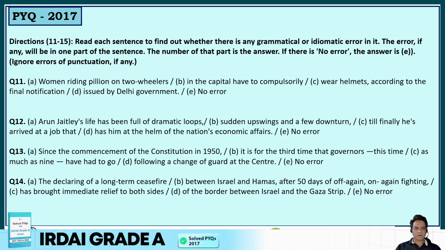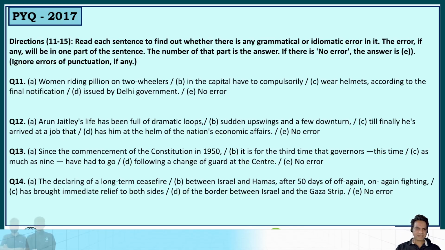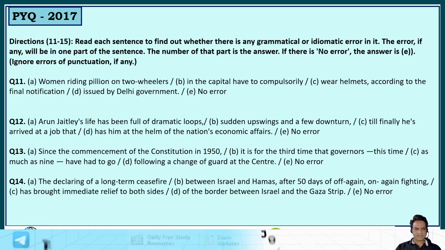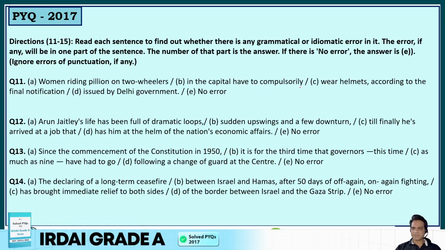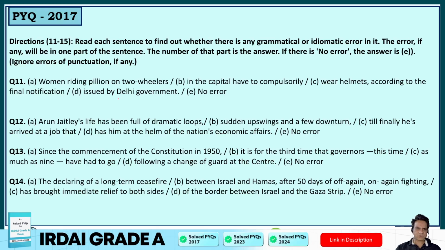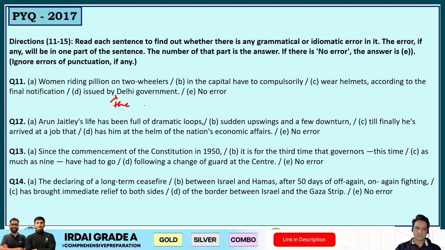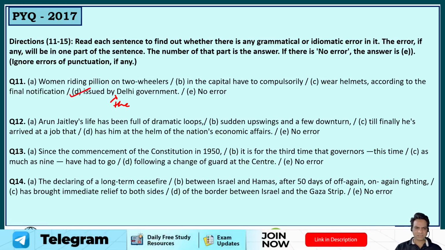Women riding pillion on two-wheelers in the capital have to compulsorily wear helmets according to the final notification issued by Delhi government. Women is plural, right? Women riding pillion, I mean, sitting behind the rider on two-wheelers in the capital have to compulsorily wear helmets according to the final notification issued by the Delhi government. See, guys, whenever we are referring to a specific state or a national government, we have to use the before it. So it should be issued by the Delhi government. So option D is incorrect here.